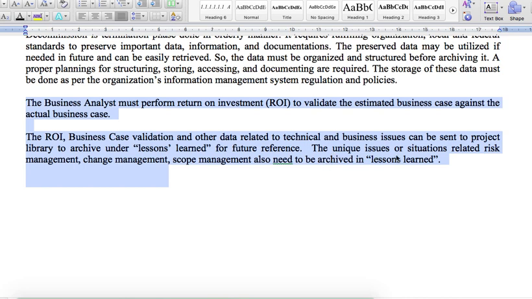The unique issues or situations related to risk management, change management and scope management also need to be archived in the lessons learned. During the life cycle, you may come across many issues about how a change was implemented, how it was handled, how the scope changed, or any other details you think are important for other team members to refer to. That can be documented.